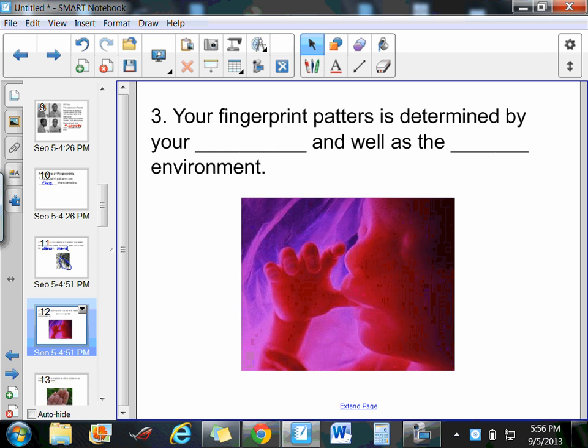I think this next point is really cool. Your fingerprint patterns are determined by your genes, so there's a genetic component, but also by the interaction in the womb. You touch the wall of the womb, and also depending on what the amniotic fluid that you're in is like, can actually determine how the ridges of your fingerprint develop, which I think is really neat.